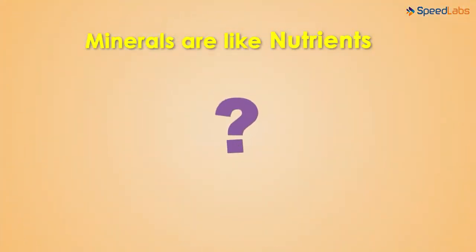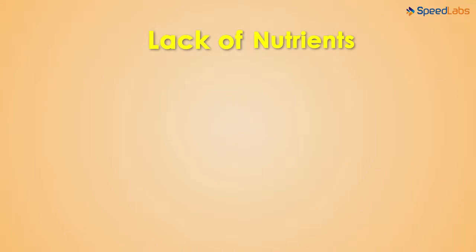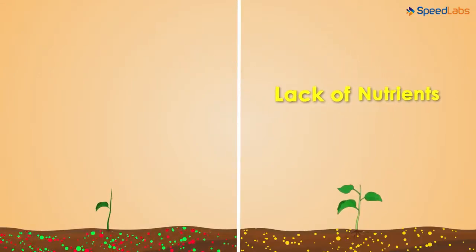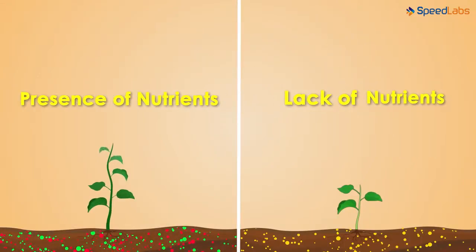Now, what will happen if the soil lacks these nutrients? If any of the nutrients are not present, then a plant won't grow to its full potential. And what do we mean by this? It simply means that the plant will suffer from certain deficiencies. It will not grow normally and will have defective parts or systems.